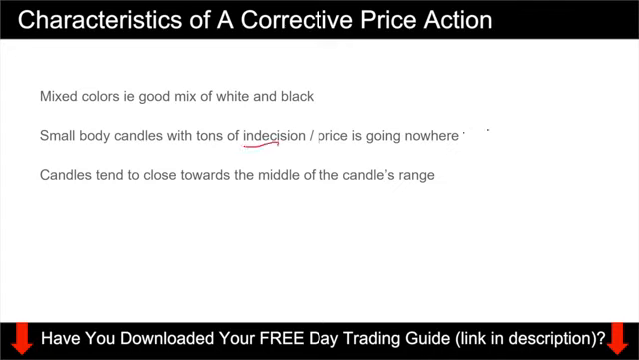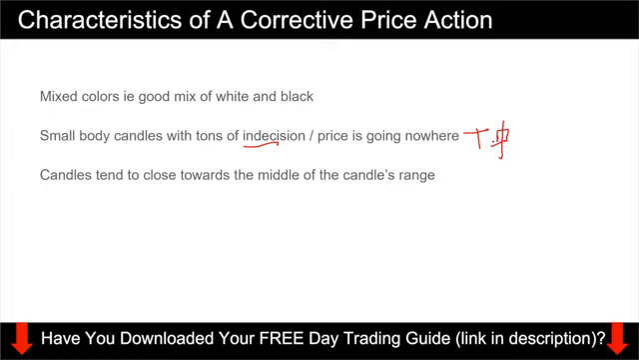You also want to look for small body candles with tons of indecision. It could be dojis. It could be this kind of pattern with a very small body. Basically, the body is very small and it's ranging. Price is not moving very fast, and price is going nowhere. You also want to see that the candles close towards the middle of the candle's range. Again, you do not need to be anal about it, you do not need to measure, just eyeball it. As long as it fits these criteria, then just call it corrective price action. Please do not overanalyze. There's really no need to.